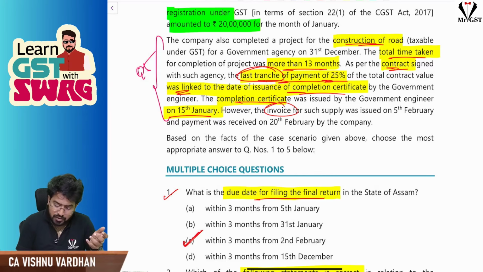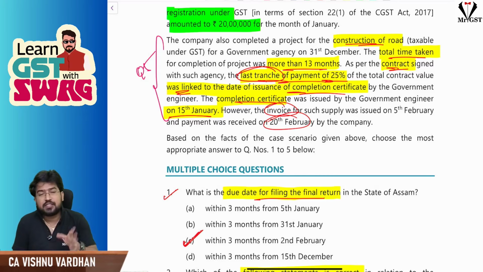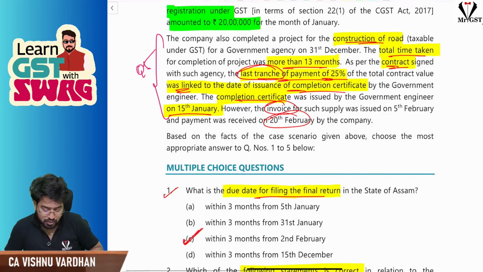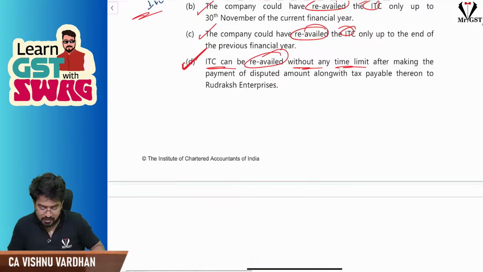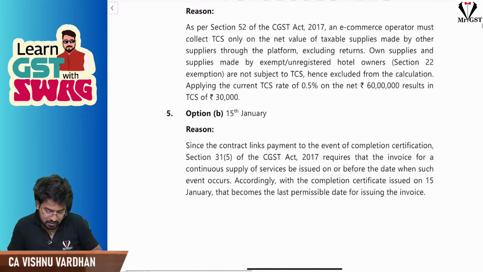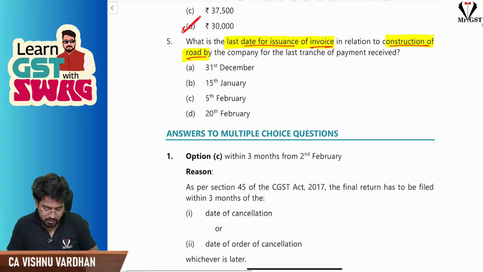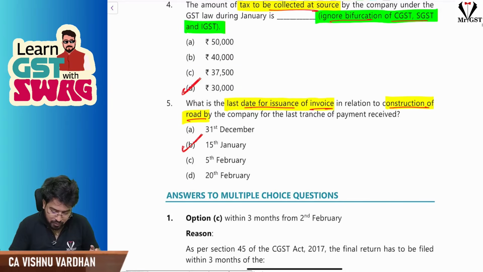They give here the actual invoice date, payment date, all these things, just to confuse you. Don't calculate time of supply here. You should calculate only the last date to issue the tax invoice, that is 15th Jan. So 15th Jan is the answer. Yes, 15th Jan. Okay, so option B. That is the first case study for us.